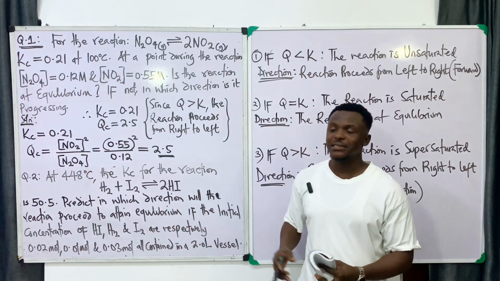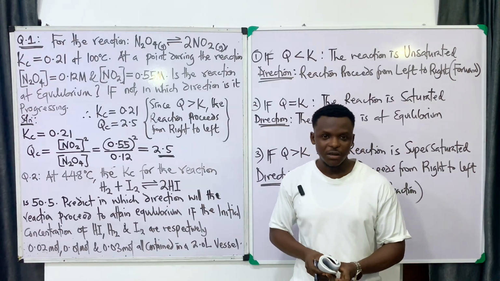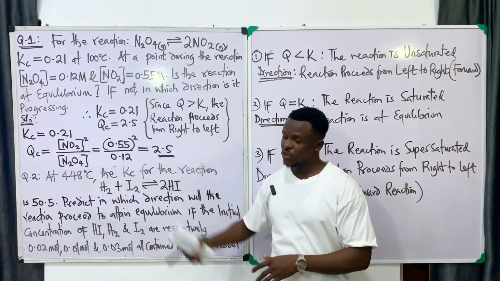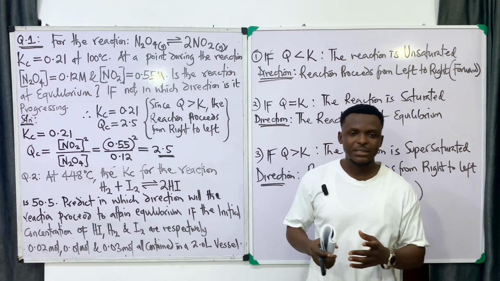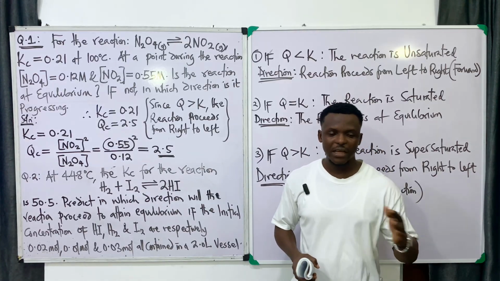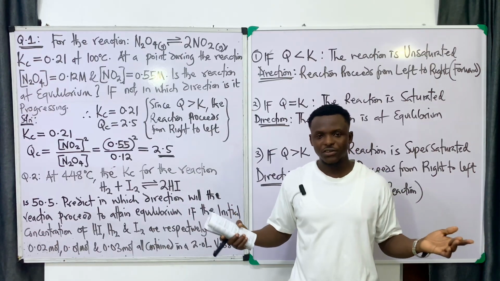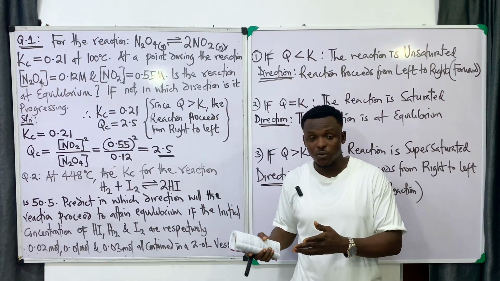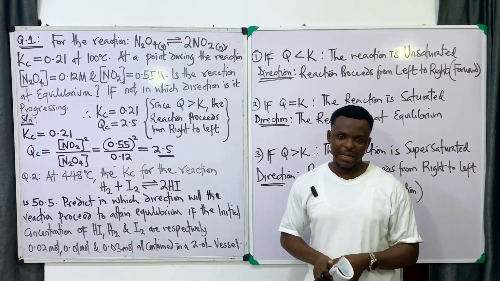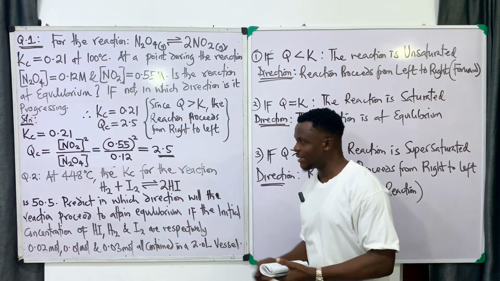So if you want to write this in your notebook or in your answer script, you can just give them a well-detailed answer. After your calculation, you could say the reaction is not at equilibrium, comma, the reaction proceeds from right to left, which is a backward reaction. But you don't have to say which is a backward reaction. Once you say from right to left, in brackets, backward reaction. Okay, now let's look at the next question here.